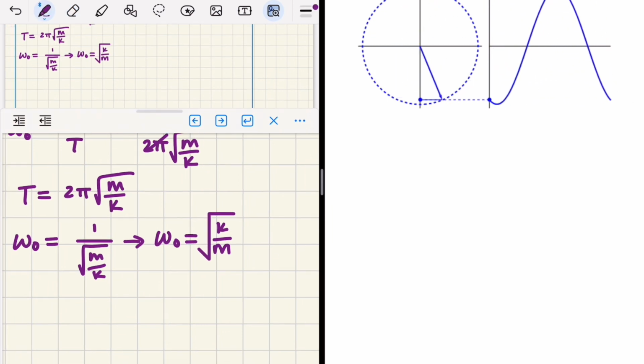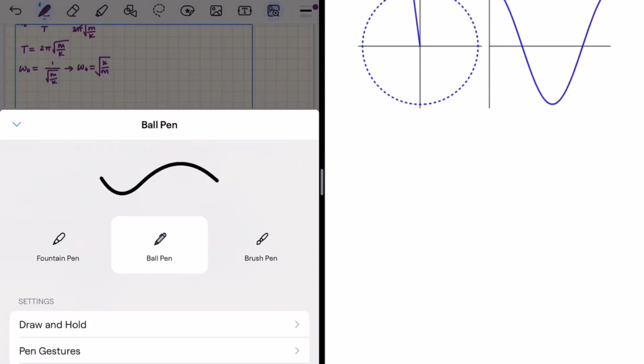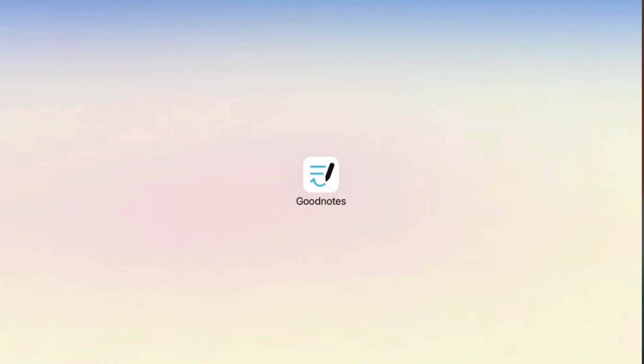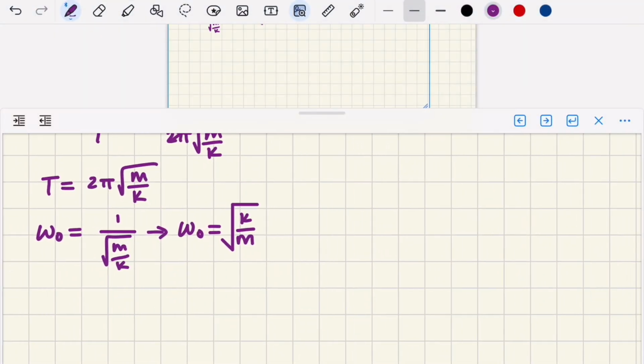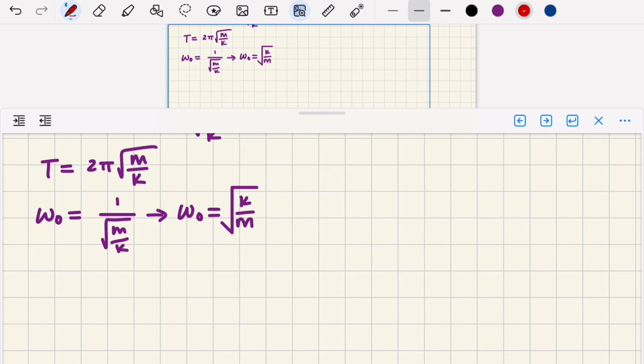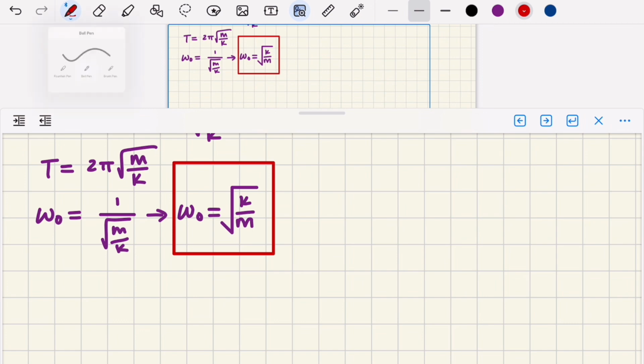This formula, guys, is very, very important. It has a special name. We're not going to call it angular velocity or angular speed. This is the formula for angular frequency. You should write it down.